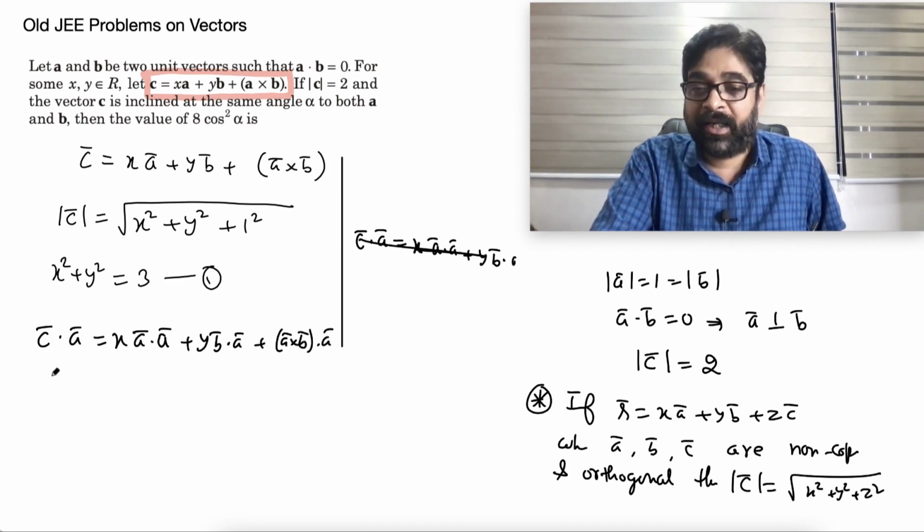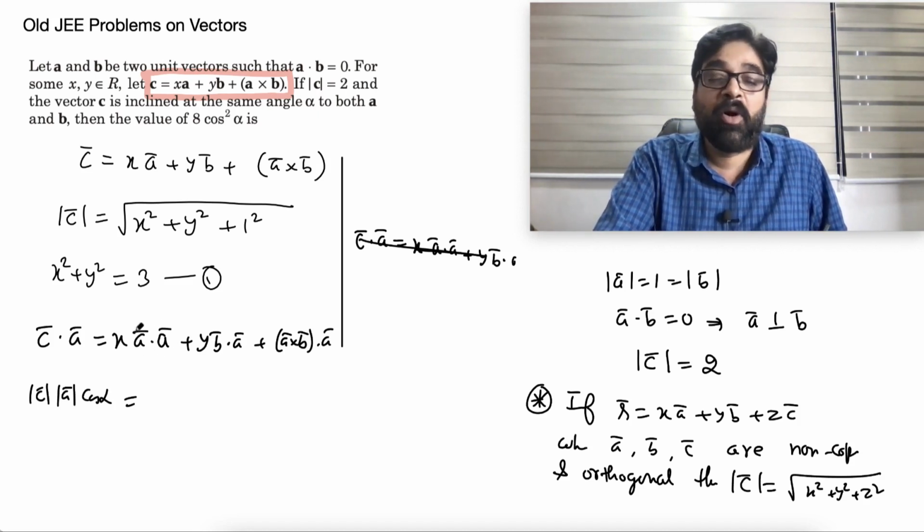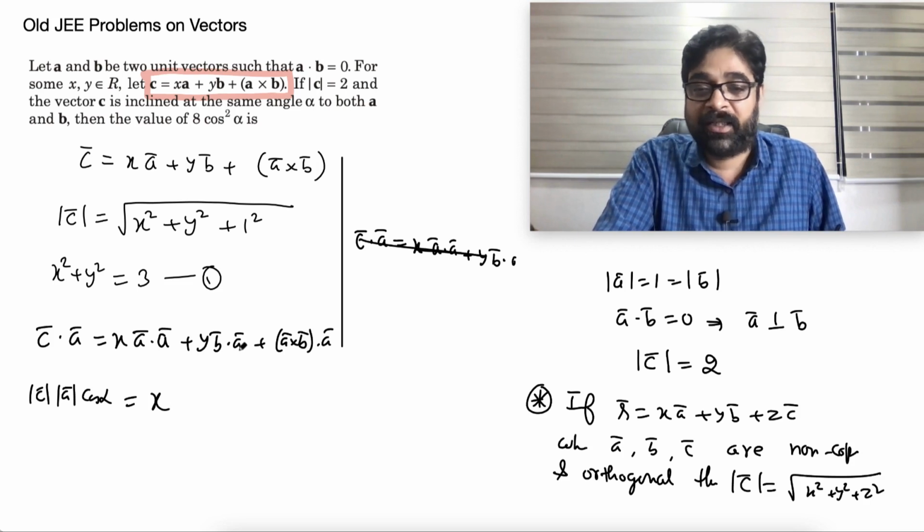Now C dot A will be what? Mod C mod A cos alpha, because the angle is alpha, is equal to mod A. This will become mod A square, and mod A square is 1. So that will be x. And B dot A is already 0, so this is the 0.